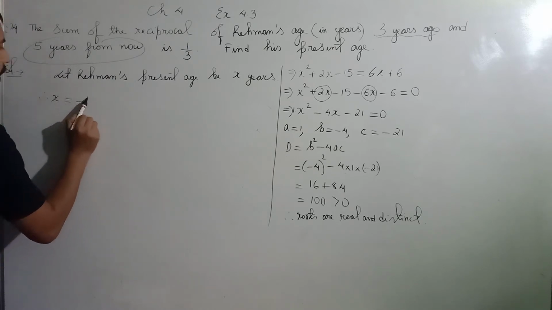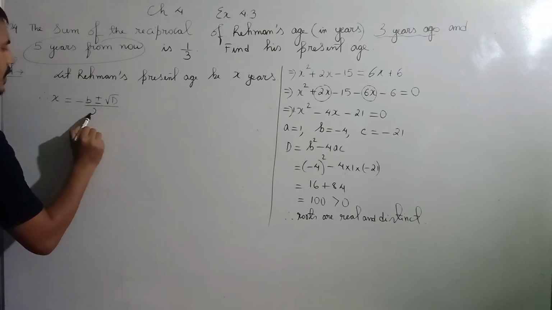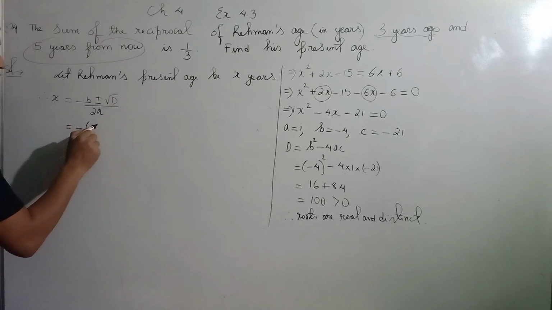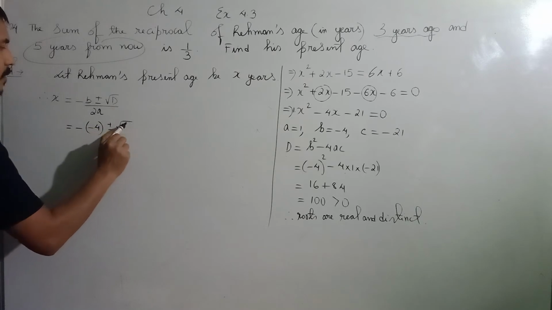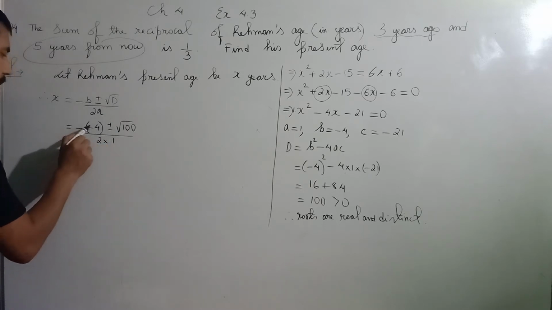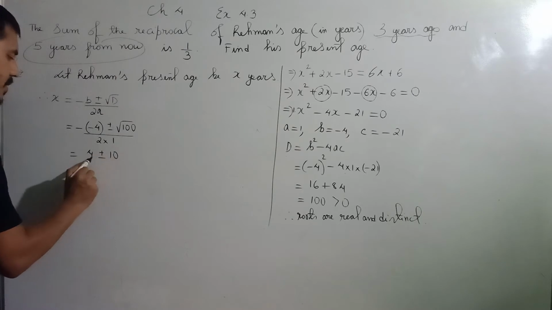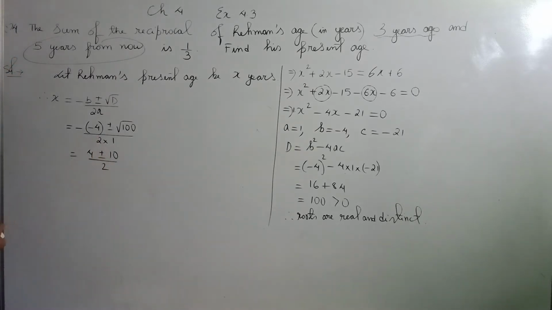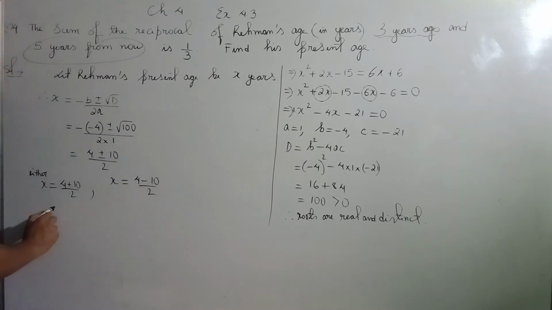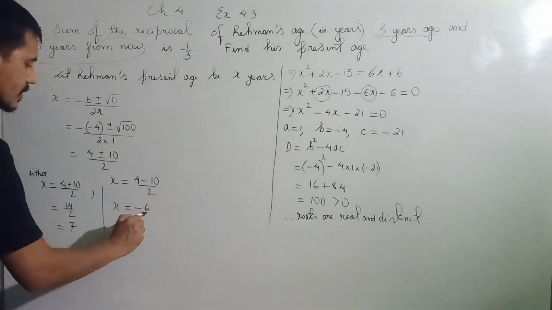Therefore, your x will be given by minus b plus minus square root of D upon twice a. Minus as it is. Your b is minus 4, so we need to write a bracket minus 4. Plus minus square root of D, that is 100, upon 2 into your a, which is 1. Minus minus plus, so 4 plus minus square root of 100, which is 10, upon 2. So we can separate it out. Therefore, either x will be 4 plus 10 upon 2, or x is 4 minus 10 upon 2. So 14 by 2, that is 7. And then we have x equals minus 6 upon 2, that is minus 3.